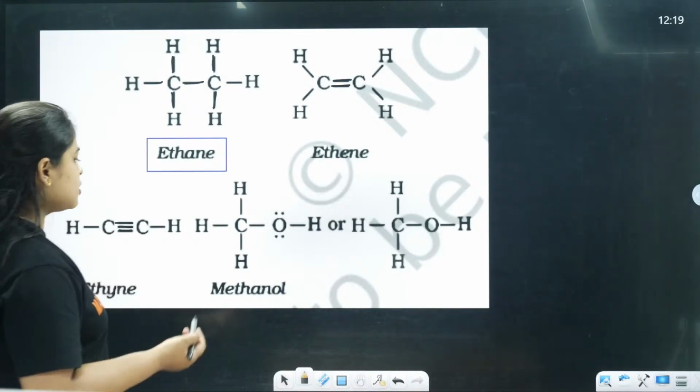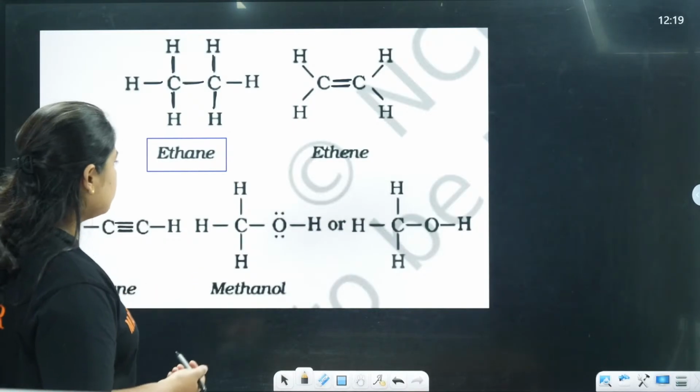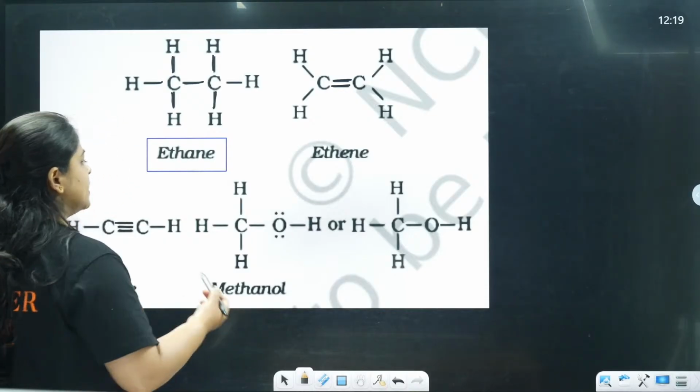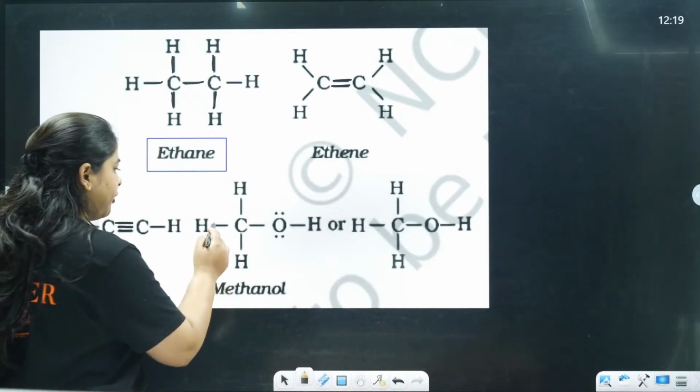So next comes methanol. On methanol, same, you can check how much is present. Actually single bonds are most probably everywhere.